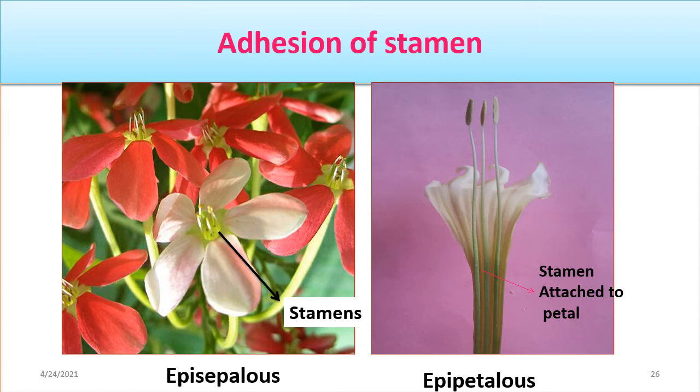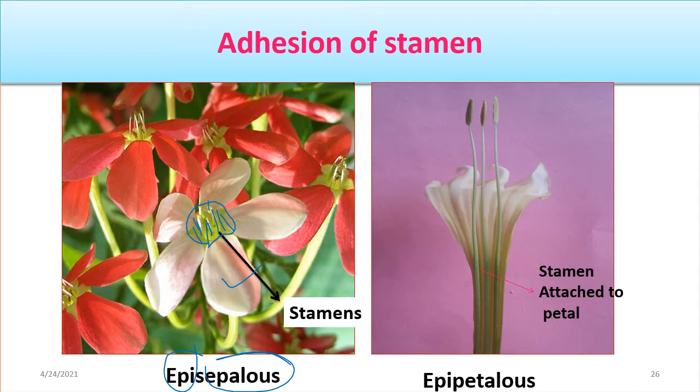If you look here, these are the stamens, and if you watch neatly, this green zone is the calyx, and these stamens are attached to the calyx. Epi means above and sepalous means calyx. So these stamens are attached to the calyx, so it is called episepalous.